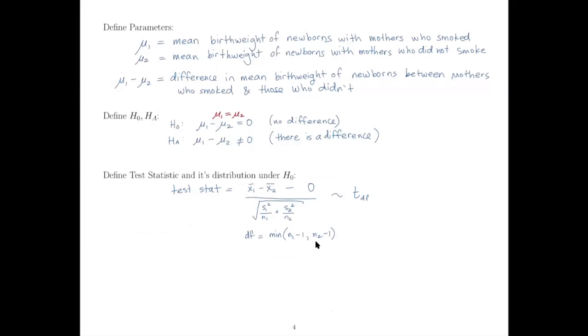You should check out the summary sheet because it has a list of all the different test statistics for all the different scenarios. The tricky part is going to be figuring out what kind of test you need to do. And in this case, we need to do a difference of means test.